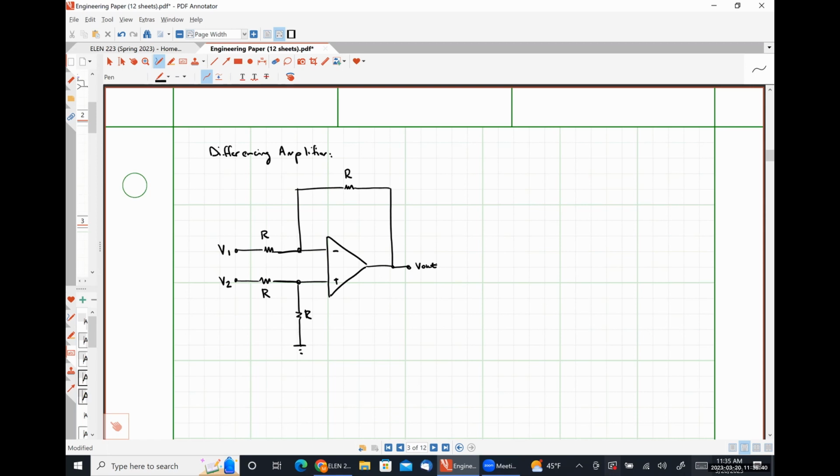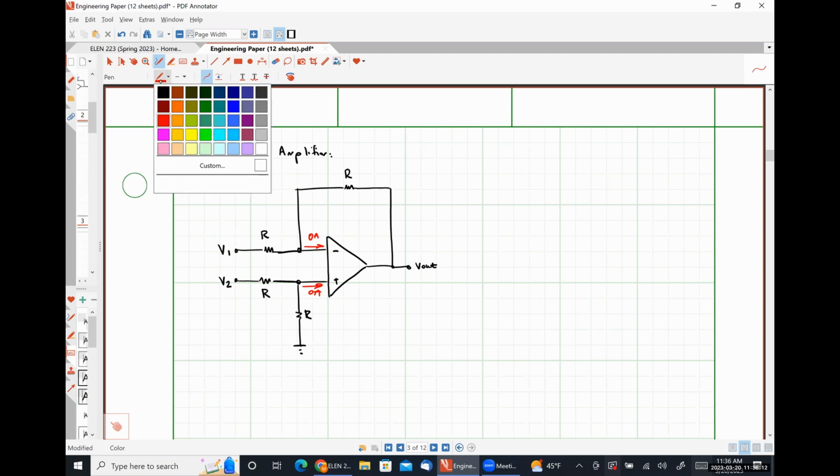So our input signal V1 is applied through our feedback network to the inverting input terminal. Our input signal V2 is applied through this resistor network. It's a simple voltage divider, but if you don't believe me, we can throw math at it and prove it. And then the output voltage, as I said, will simply be a difference, but let's do the math here, right? So this current is 0 amps. This current is 0 amps.